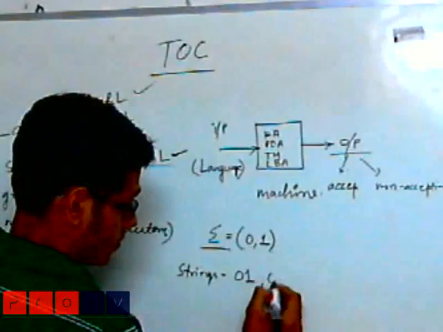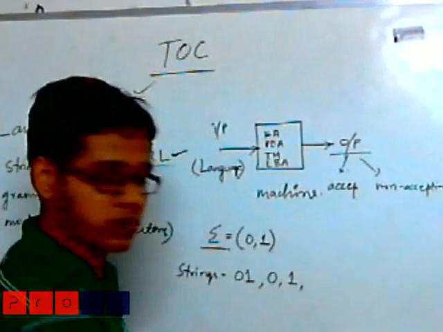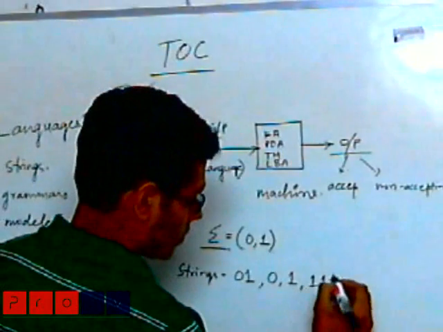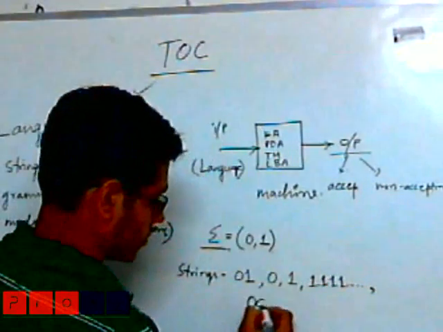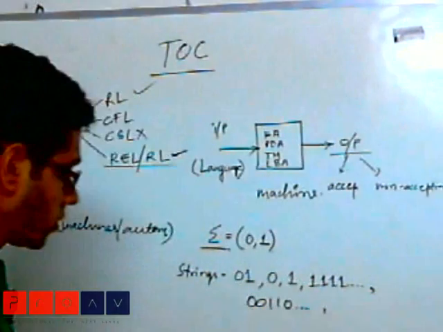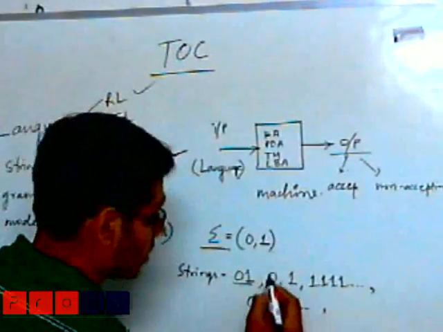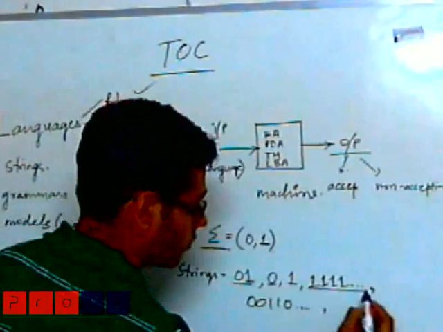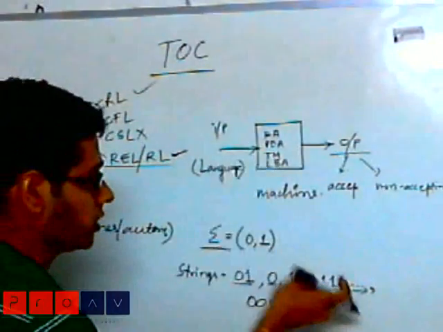So a string may be like 01, right? A single 0 is also a string. A single 1 is also a string. This is also a string. So 01 may be input to this machine. A single 0 may be input to this machine. A series of 1s may be an input to this machine. So we will see whether this machine is accepting this input or not.